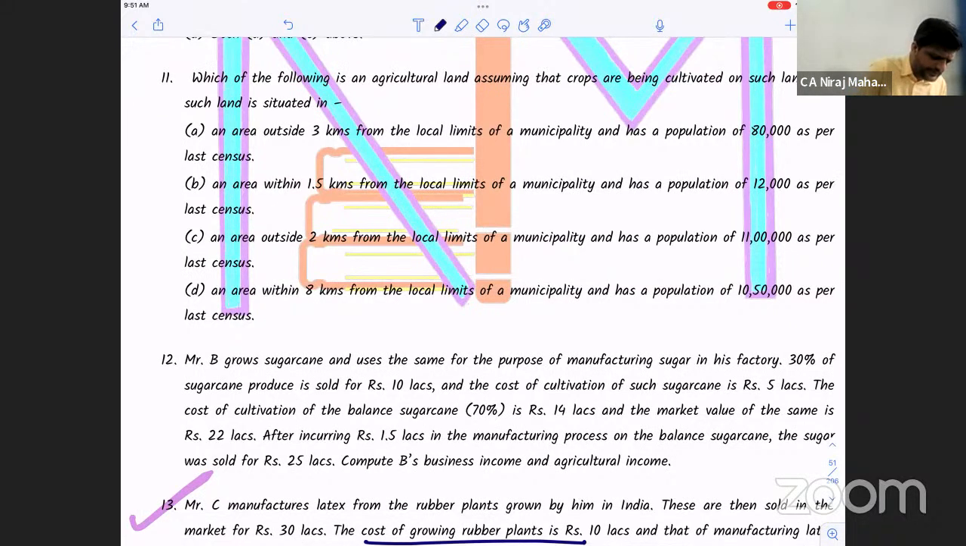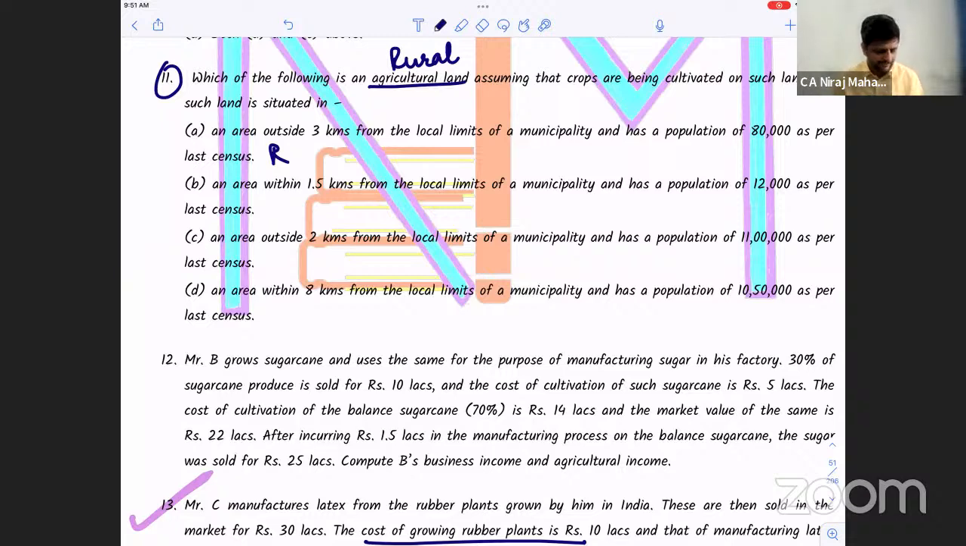The 11th is a little bit tricky. Which of the following is an agricultural land? We want rural agricultural land, assuming that crops are being cultivated on such land. We were talking of rural agricultural land outside 3 kilometers, with a population of 80,000. Yes, then that is rural. Point number A, what do you think? Correct or wrong? More than 10,000 up to 1 lakh is what? Rural. So I'm just writing R here currently.